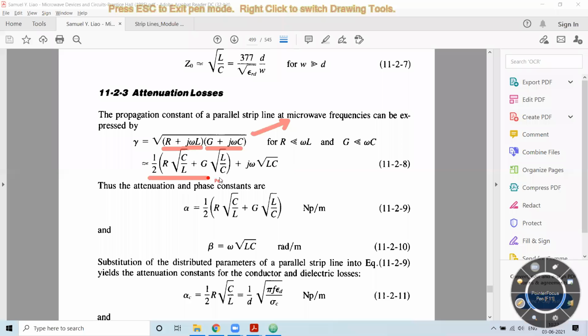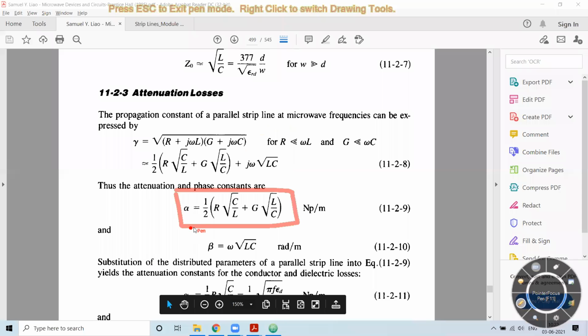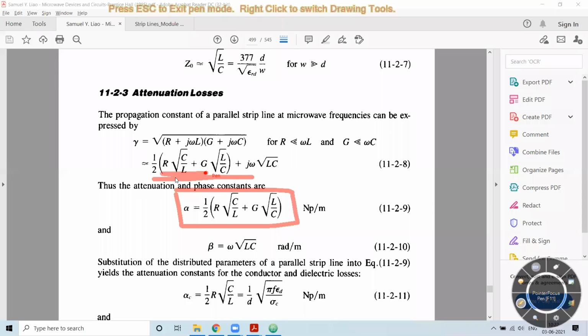So here we can see that this equation is alpha plus j beta. In this case, the first part is the attenuation constant, which is the real part of the propagation constant. And omega into square root of LC gives you the phase constant.